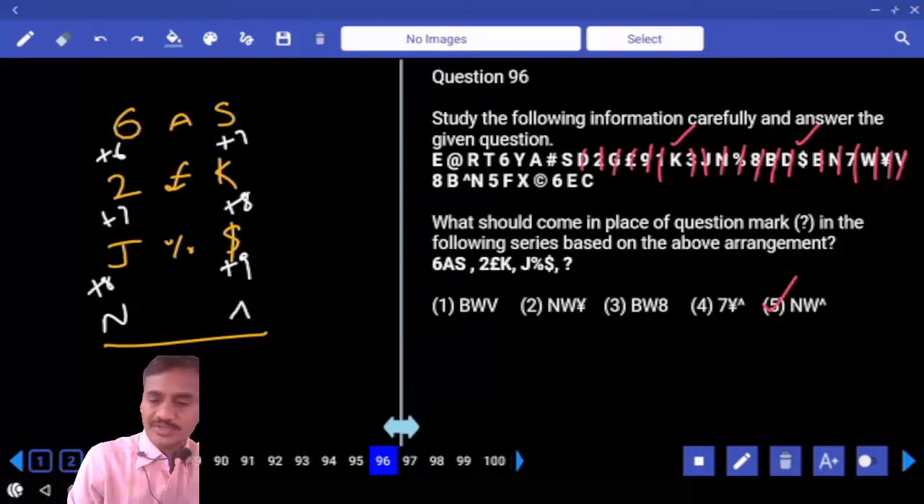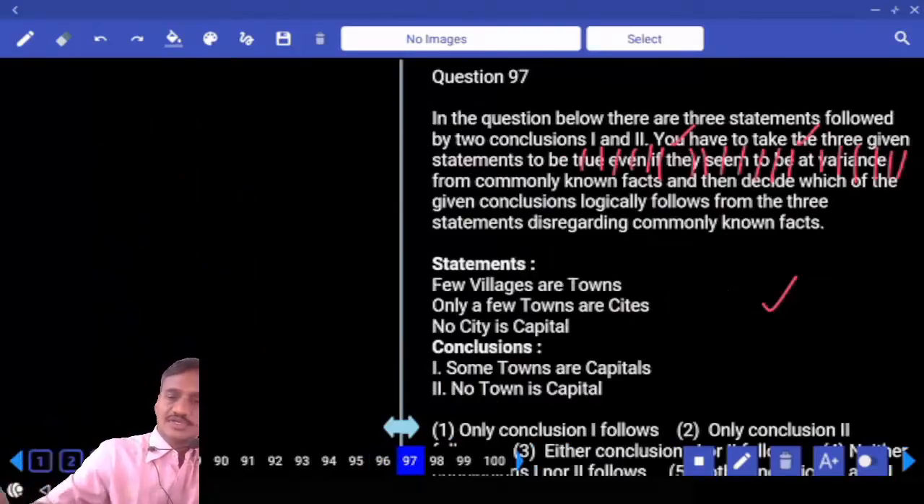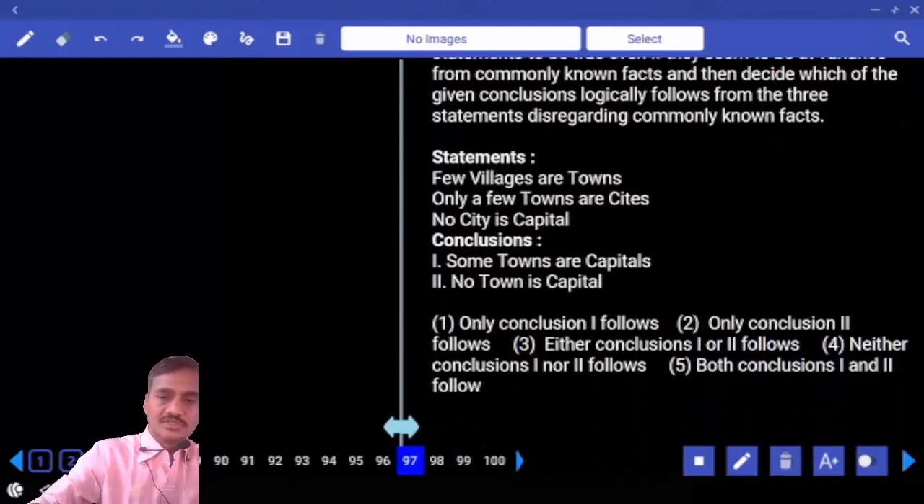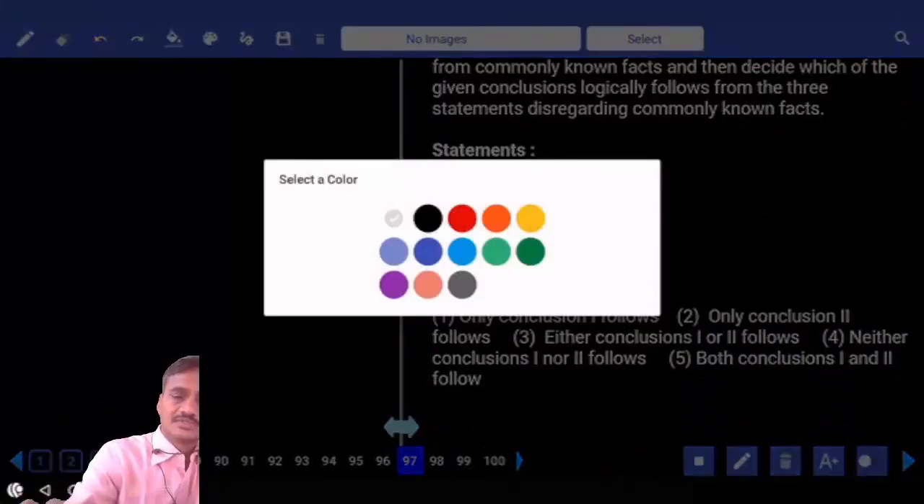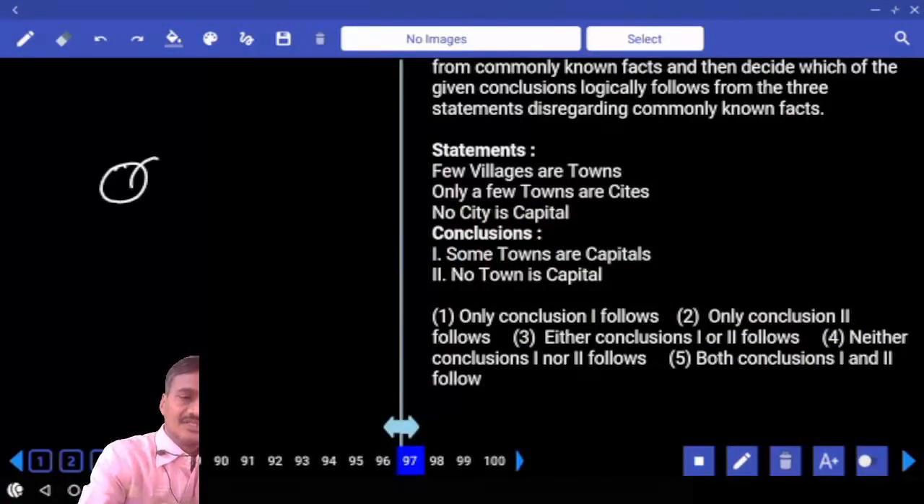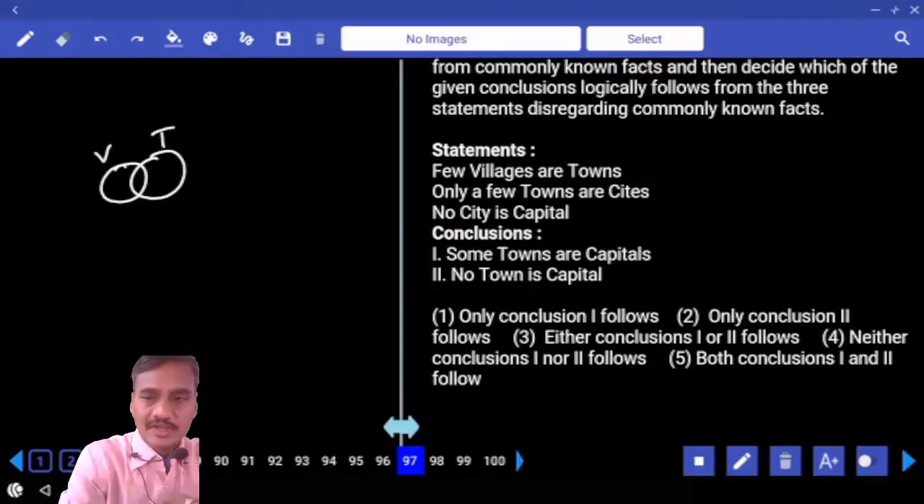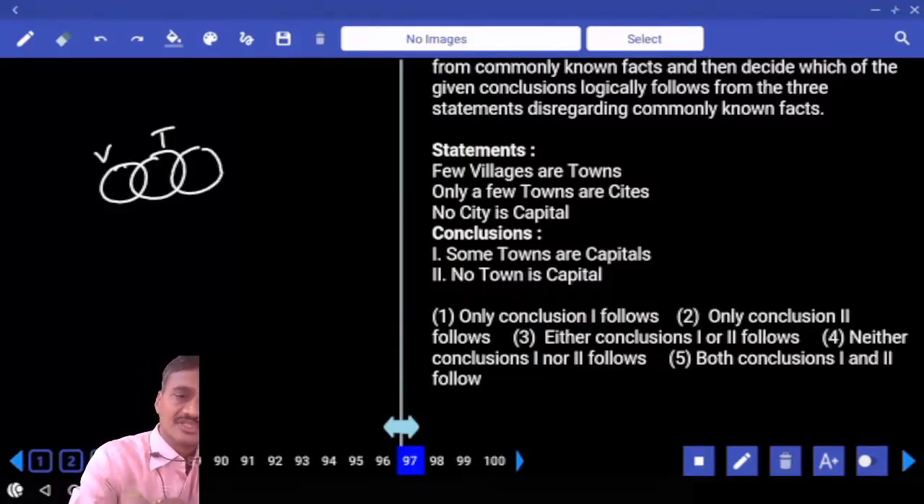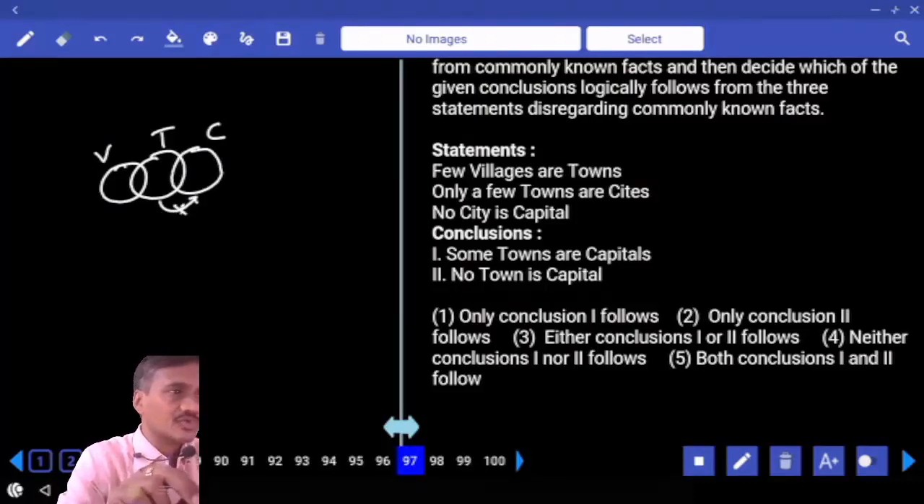Then 97 to 100. Now in this 97 to 100, few villages are towns. Few villages are towns, so village and a town. And next one, only a few towns are cities. Few is nothing but some. Only a few towns are cities means some towns are cities but not all.